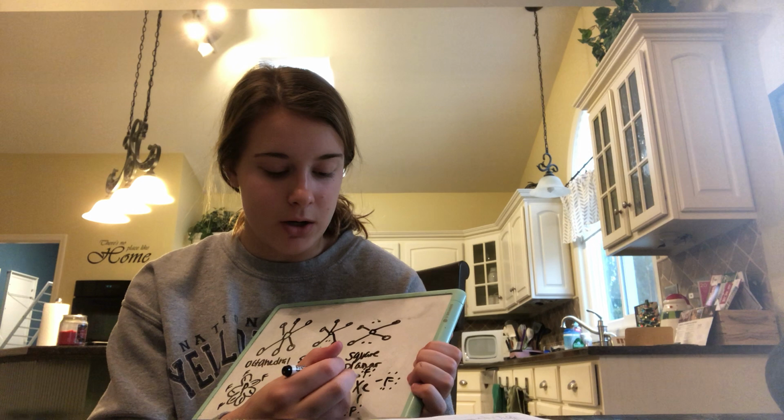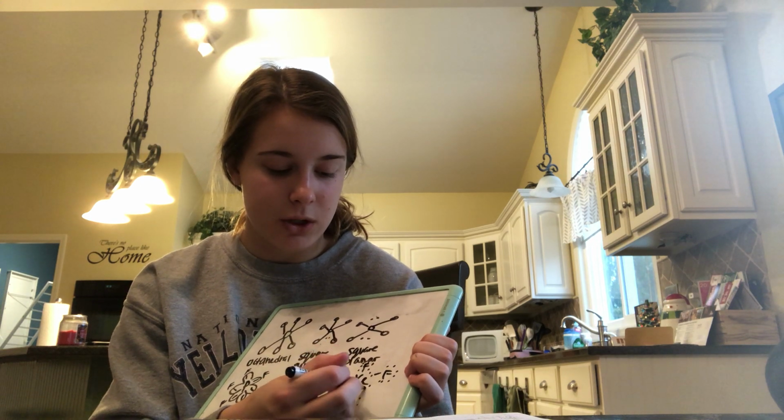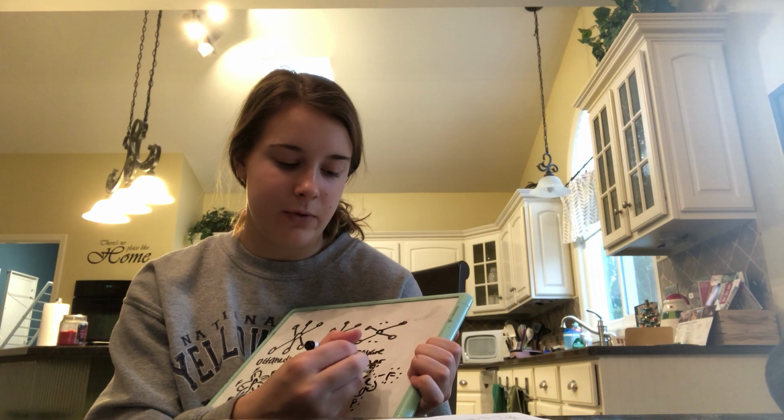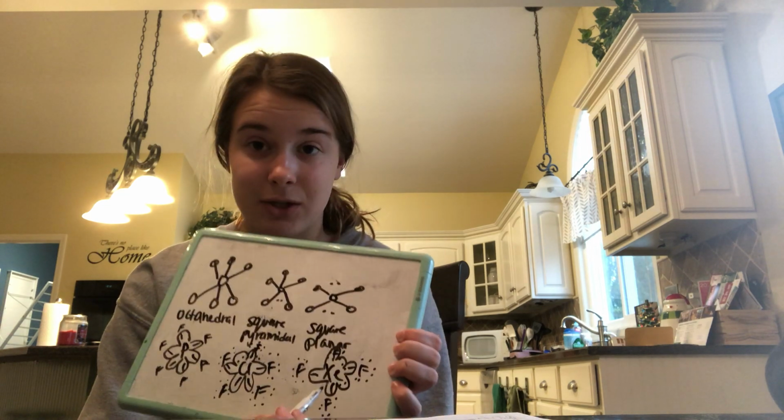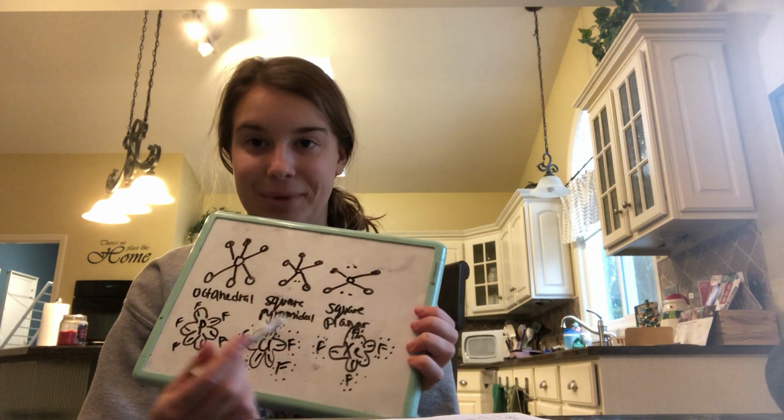So then we would add 2 more electron pairs here. So then you've got 1, 2, 3, 4, 5, 6 electron domains, and 2 of them are electron pairs, which gives you square planar. So those are all of your options for if you have 6 electron domains, and that is how you do molecular geometry.